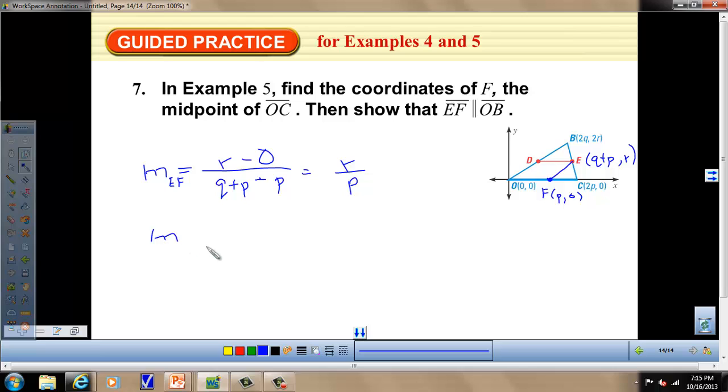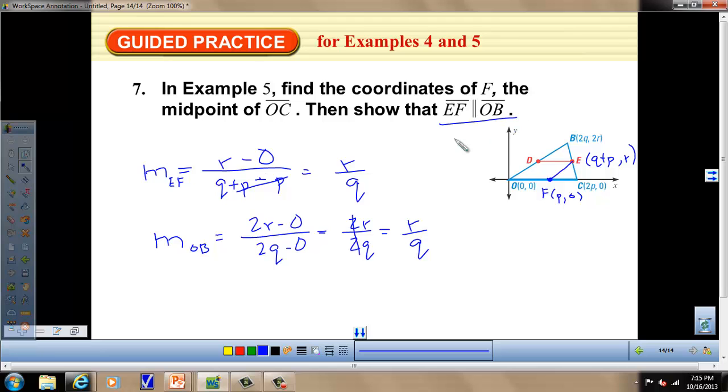Now we want to find the slope of OB. So the slope of OB would be, we have 2R minus 0, which goes from here to here, the y's. And then the x's would be 2Q minus 0. So 2Q minus 0, so we get 2R over 2Q. The 2's cancel here, and again we get R over Q. We notice that the slopes are the same, so that means that those two lines are parallel.